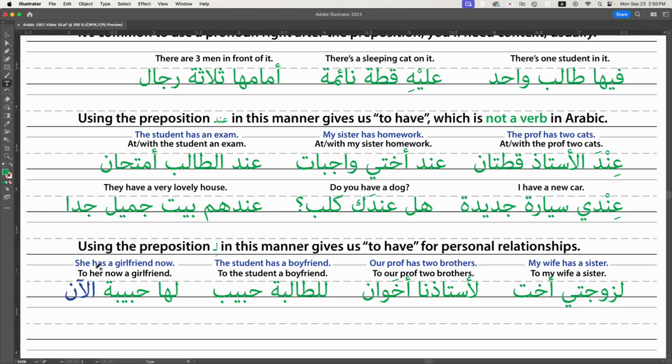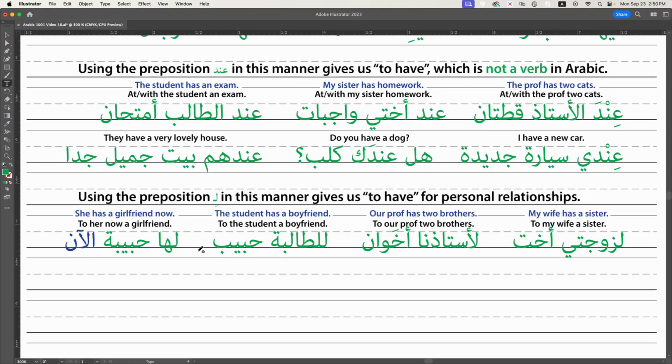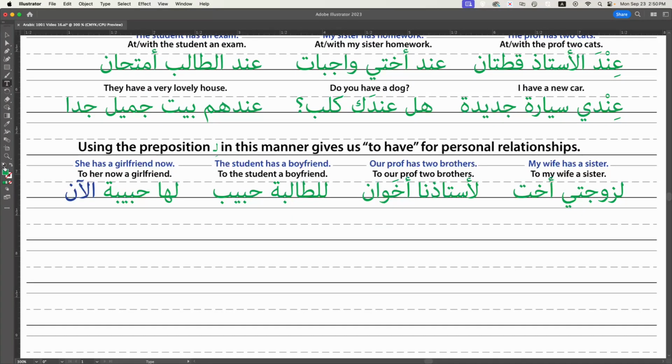All right, so what this means is we can use lit to mean to have for a personal relationship. If we said in the zojati ucht or in the habiba al-an, if we used this version of quote to have unquote for this, everyone would completely understand you. If you said in the habiba al-an, they would completely get it. She's got a girlfriend now. It just sounds a little better and more classy if you use the preposition lit for personal relationships instead of the preposition and. They'll substitute out pretty well. Don't really worry about it. It's kind of in here for completeness purposes.